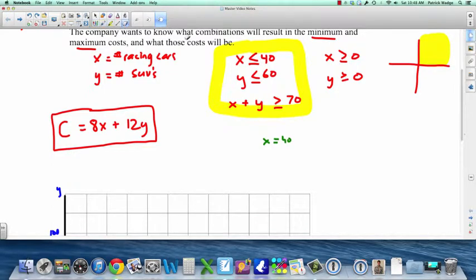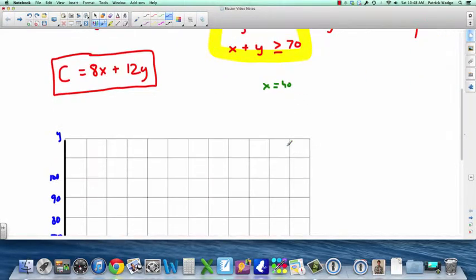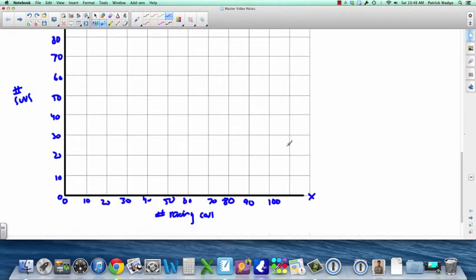So I'm going to graph these. The first thing I'm going to do is graph x is less than or equal to 40, and I've already written it here. Instead of graphing that, of course, what I actually graph is x equals 40. So x equals 40, what kind of line is that? It's a vertical line. Where are all the points that have x value of 40? Right here. So I want to put a vertical line right there.